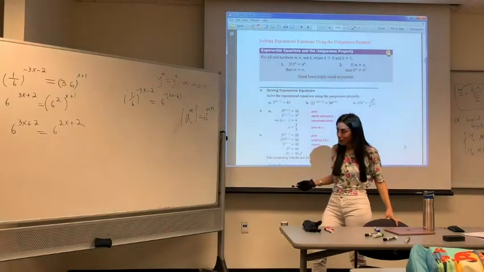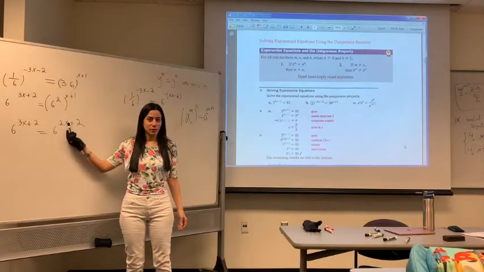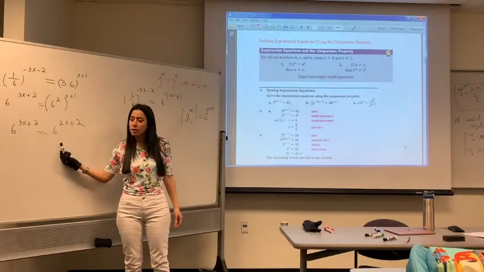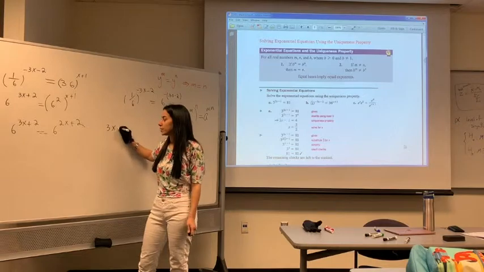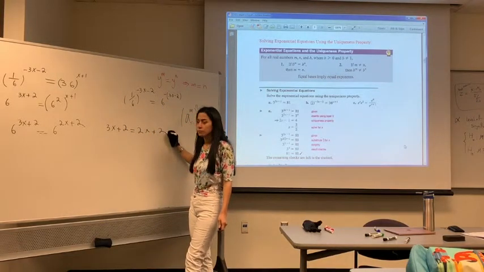Exactly. So what is the next step? This one has to be equal to this one, right? This power has to be equal to the other power because the bases are the same. And then we solve for x. 3x plus 2 has to be equal to 2x plus 2.